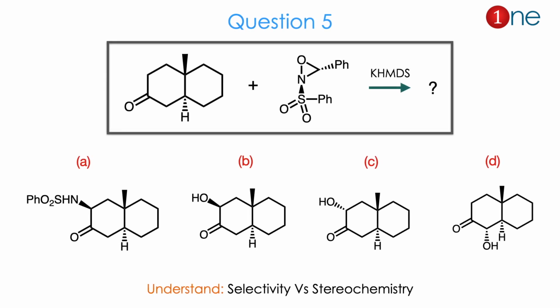Then question number 5. The starting material is a bicyclic system, a kind of decalin architecture. You have a ketone and a methyl group there. The methyl group is above the plane, the hydrogen is below the plane, both are trans. Next you have an epoxide with the heteroatom nitrogen, and the phenyl is below the plane.